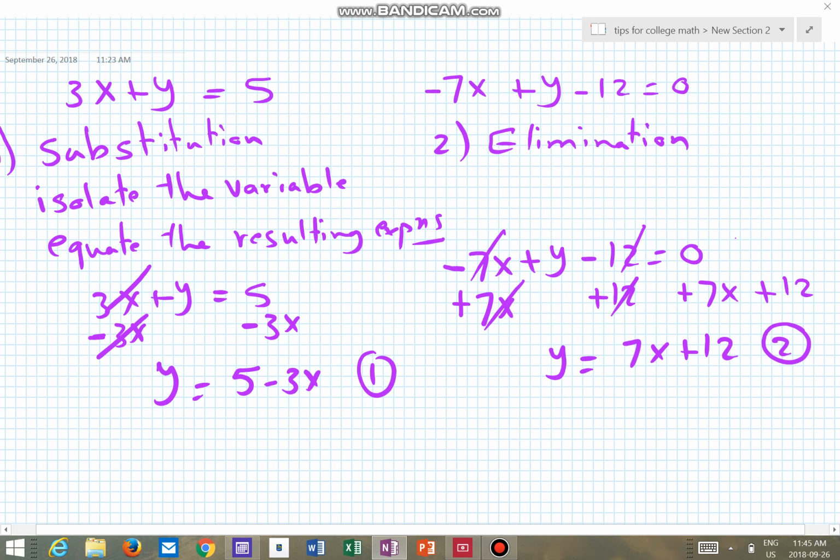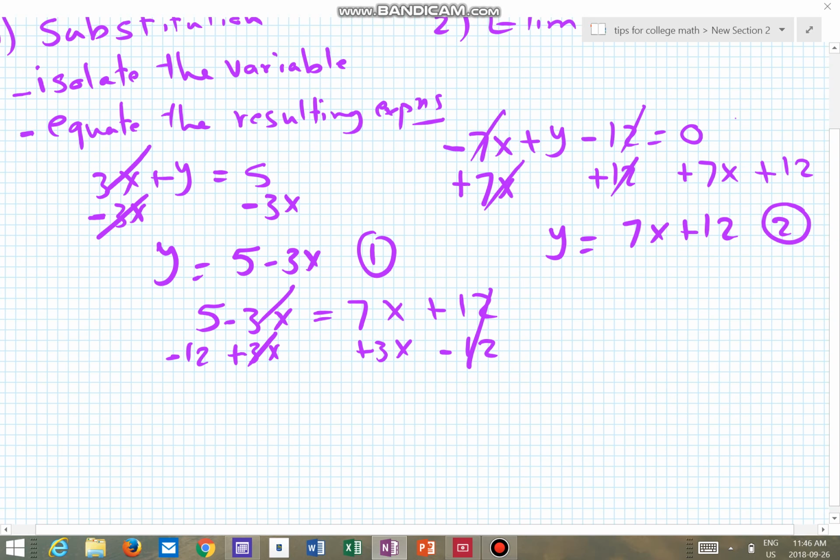The second step, as we said, is equate the resulting expressions. So this being y and that's y are the same, so that means 5 minus 3x equals 7x plus 12. Now I need to isolate the x to one side. I'm going to add a 3x here and a 3x here. So that will cancel out. Then I am going to subtract a 12 from here, a 12 from here. That cancels out again.